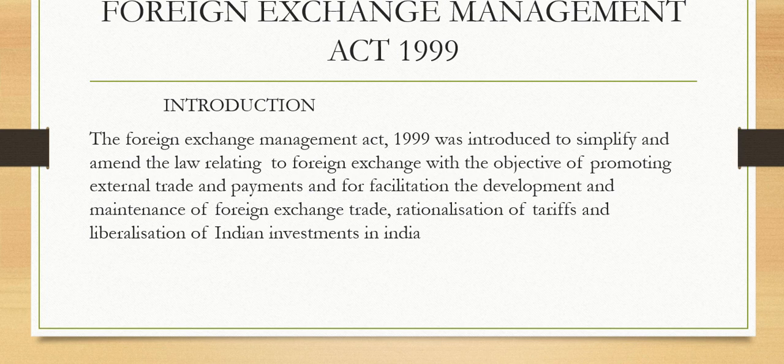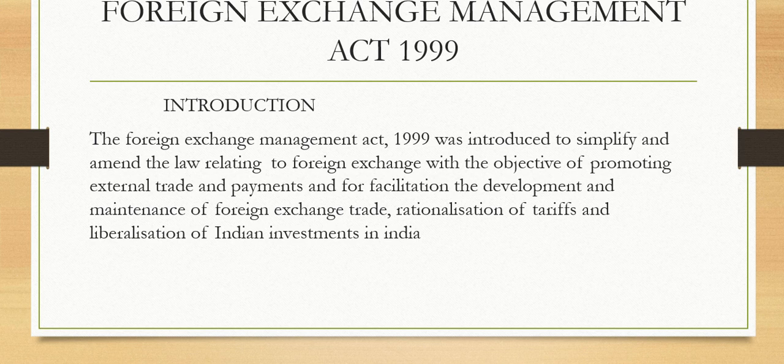So moving on to the next topic, which is the Foreign Exchange Management Act 1999. What do you mean by foreign exchange? Foreign exchange is basically an institution which helps in the conversion of one country's currency into another. Basically, it deals with the currencies of different countries.